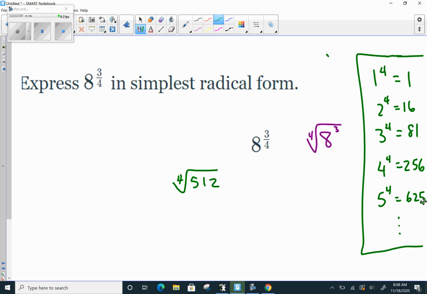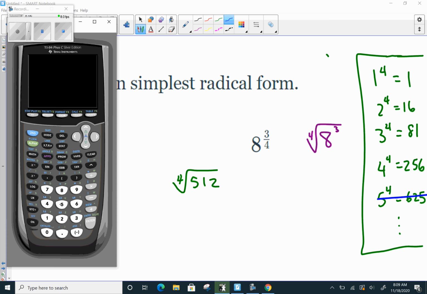Okay, so what we want to do is take a look at 512 and see if 625 is a factor of 512. Obviously it cannot be, because 625 is bigger than 512, so that's definitely out. So let's go ahead and test 256.